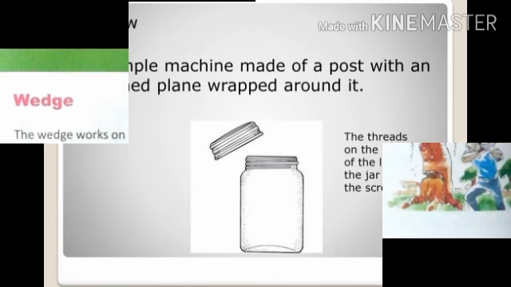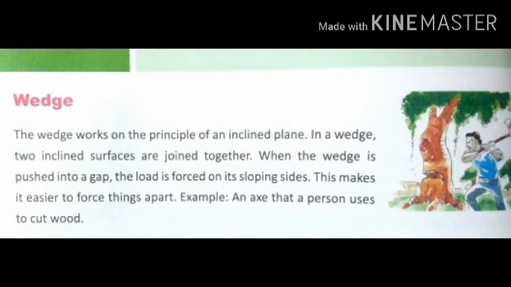The last simple machine is wedge. The wedge works on the principle of an inclined plane. In a wedge, two inclined surfaces are joined together. When a wedge is pushed into a gap, the load is forced on its sloping side. This makes it easier to force things apart. Example, an axe that a person uses to cut wood.